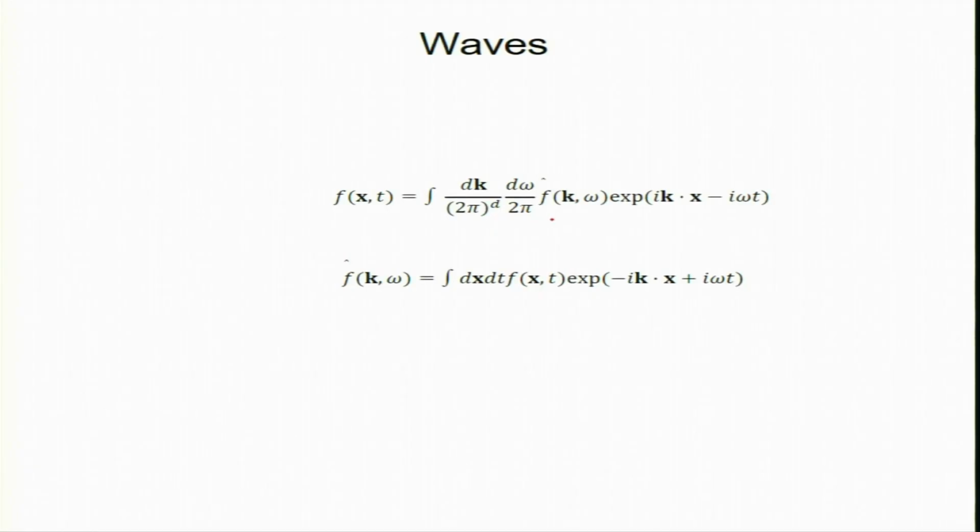There are times we just deal with time series, but often we deal with both space and time, right. The wave function is a function of space as well as time. Then I have to transform from f(x,t), a function of position and time, to f hat of k and omega. Now, this function is e to the power i k dot x minus i omega t.